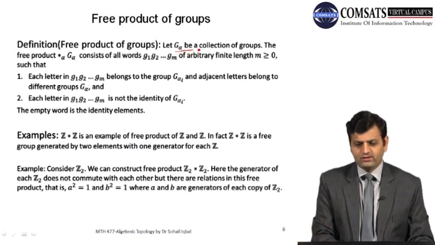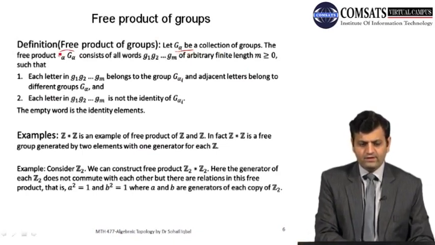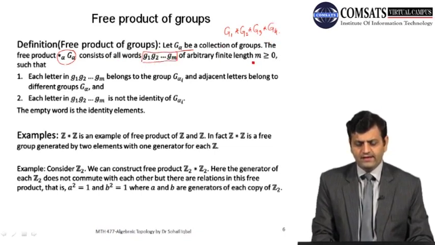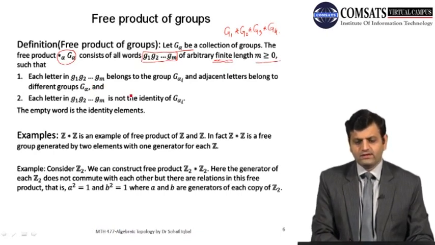Given a collection of groups, we can define the free product denoted by this. Of course, if I have two groups, then I will write the free product as G1 star G2. If I have three groups, then I can write it like this, and if I have 4, and so on. The free product consists of all words of arbitrary finite length. This is important: it should be finite length, and this m should be greater than or equal to 0, such that the following conditions hold.